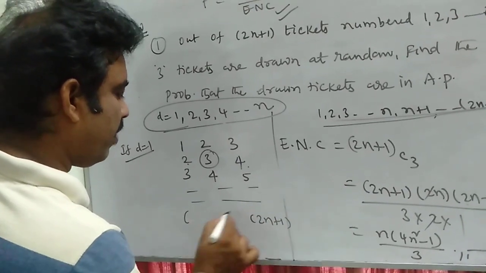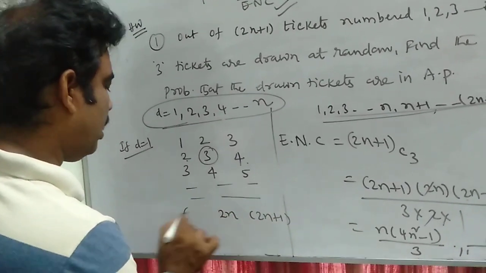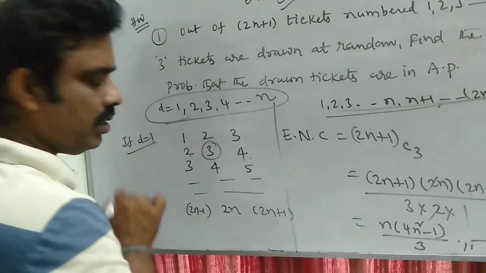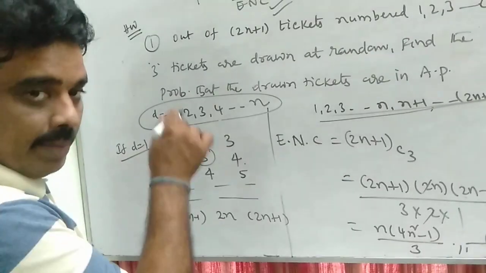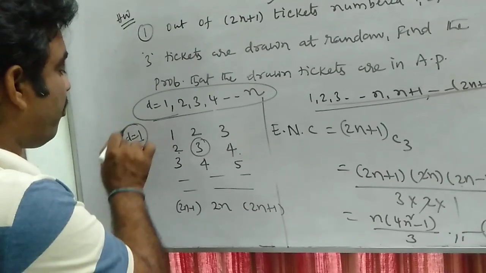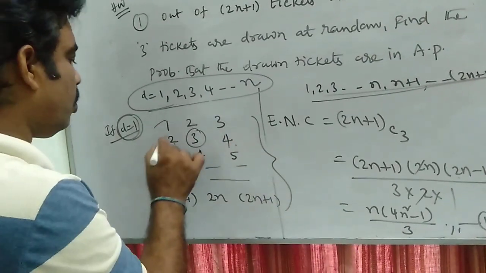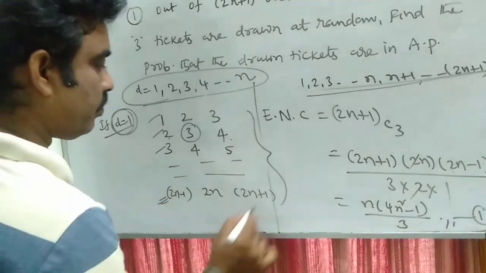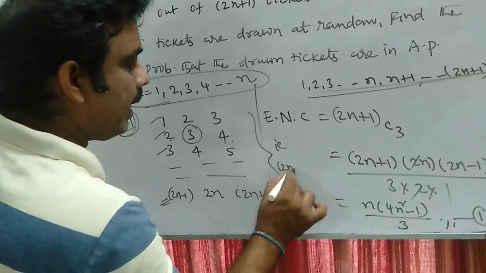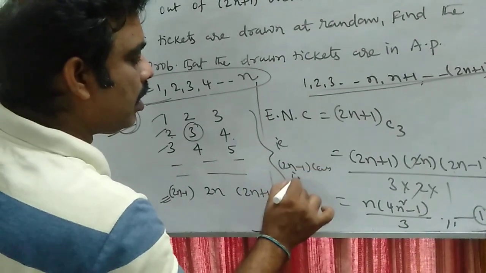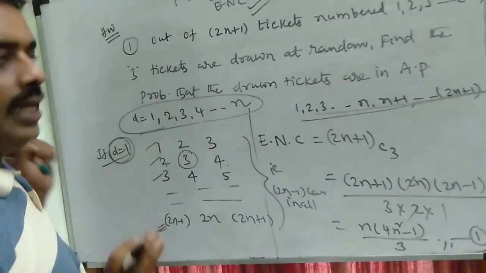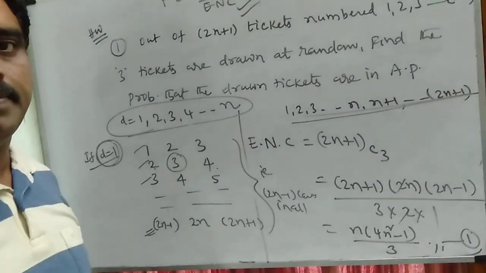On reducing 1, you get 2n. On reducing 1 again, 2n minus 1. So the total cases I am enumerating with difference equal to 1: how many cases in total? 1, 2, 3, and so on up to 2n minus 1, that is 2n minus 1 cases in all. So for d equal to 1, there exist 2n minus 1 cases.